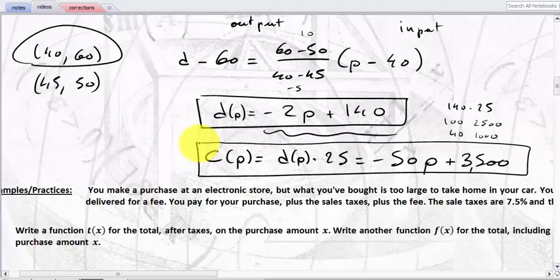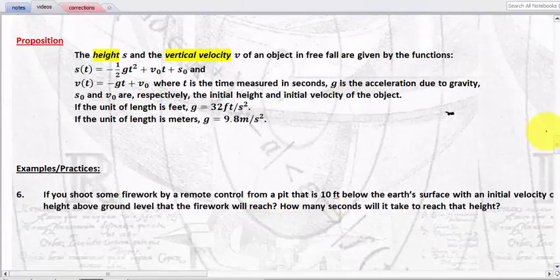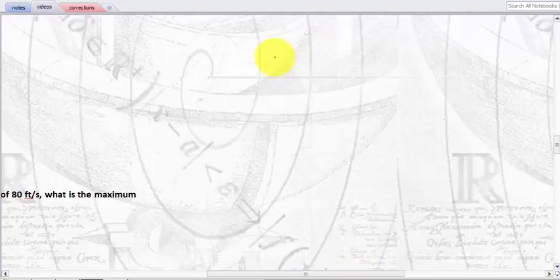Let's go now over a very important type of quadratic function that represents free fall. So this is a very important type of equation, guys, that represents free fall. You need to know it. Okay, so S of t, let me show you right here.